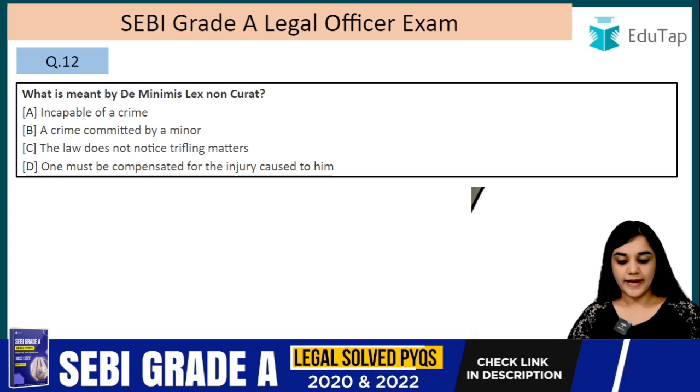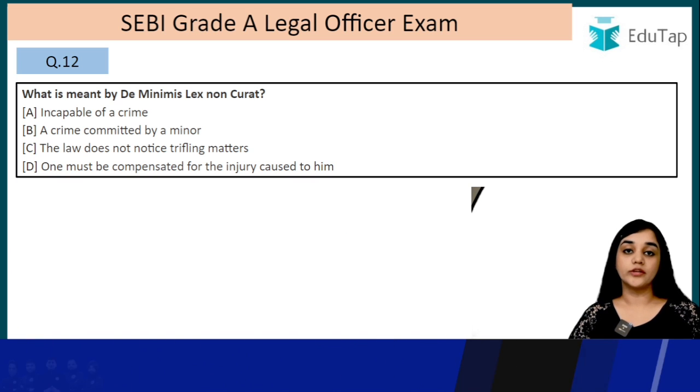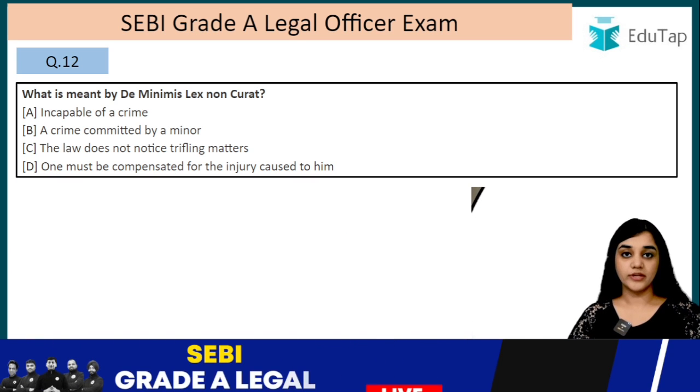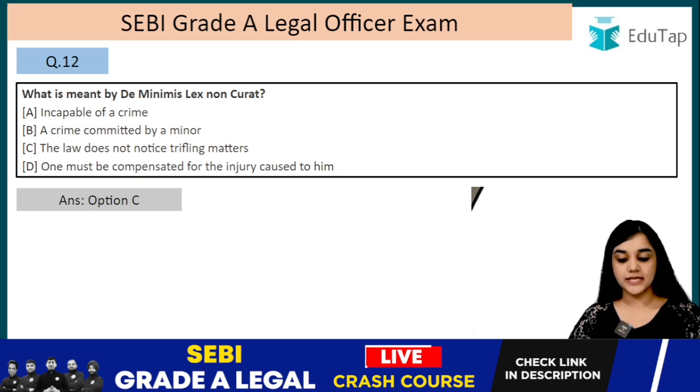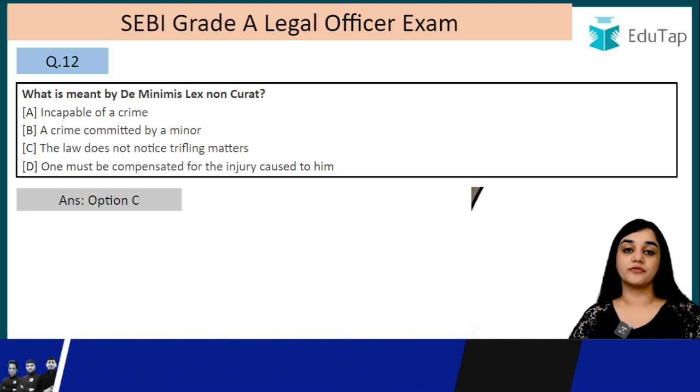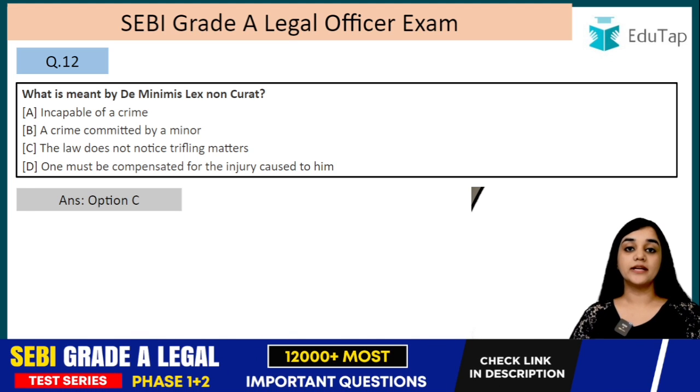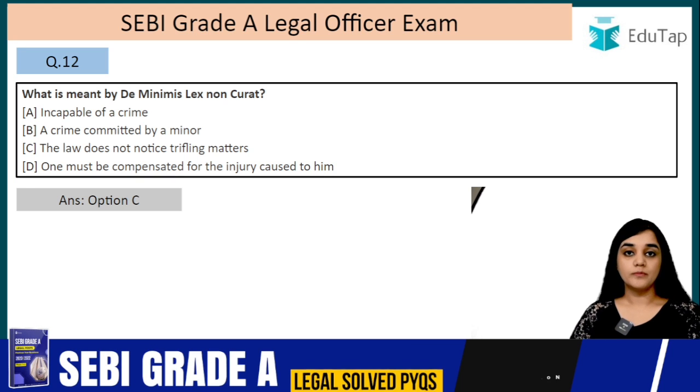What is meant by de minimis lex non curat? So de minimis, we have done something which is too minor. What is lex non curat? Now let's find out. So the answer to this question is C. The law does not notice trifling matters, right? So the law does not bother itself. It does not notice something which is too minor, right?